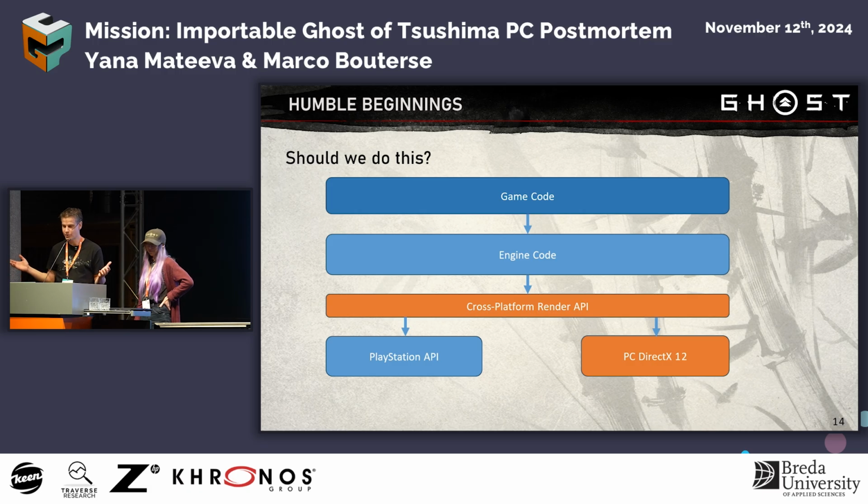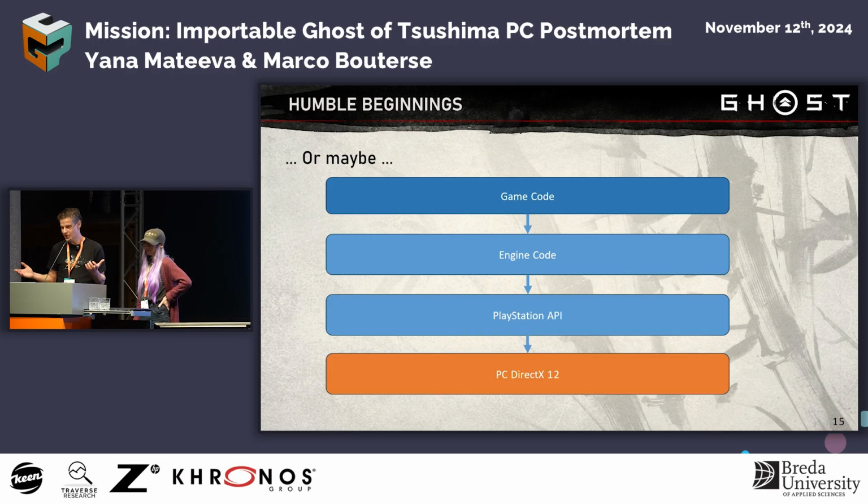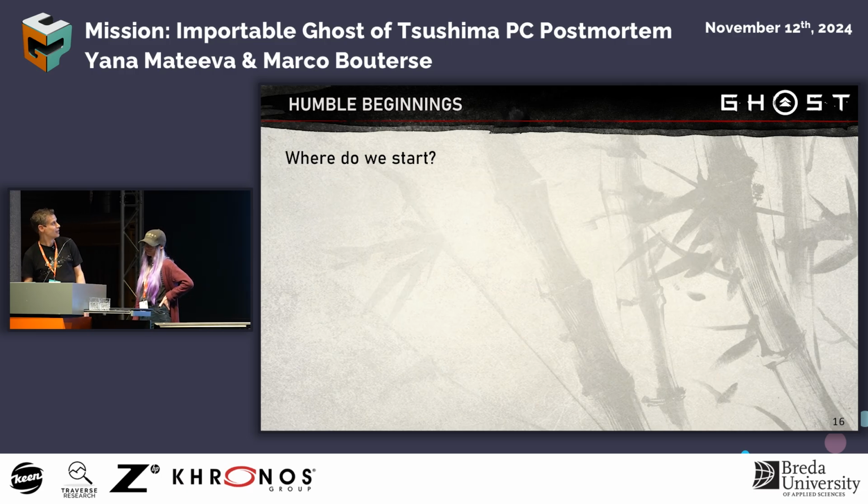Should we invent our own cross-platform render API? However, we just got this project, we don't know this engine, so we don't really know what the right level of abstraction is to make here. Also, this would have been a monumental effort from us. So we had this other crazy idea: what if we use the PlayStation API itself as our abstraction layer and use DirectX 12 to implement it? Surely this won't work because DirectX is higher level than PlayStation API, right?